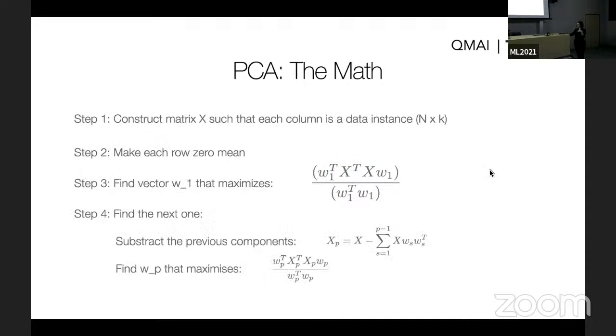And then you find all the next ones by doing the same. First you take your data and subtract the principal component that you already have, Gram-Schmidt style. And then you find a vector that minimizes the same expression. And you can continue like this, right?